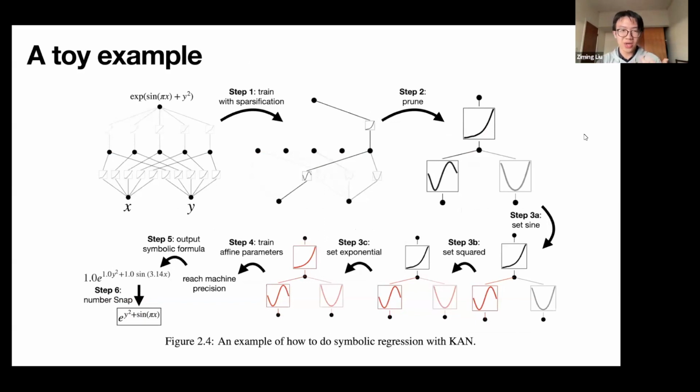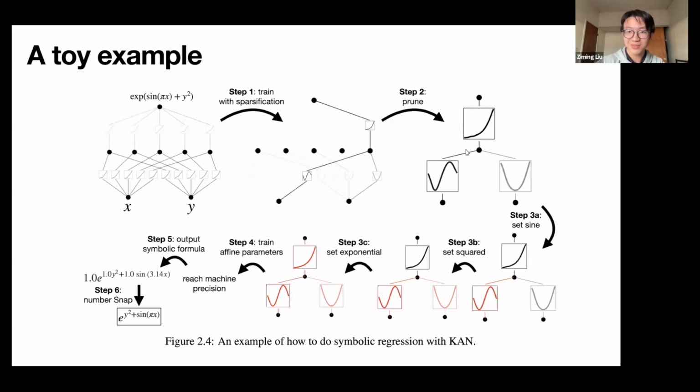Here's just a quick example of how humans can possibly interact with KANs. Suppose we're interested in this 2D symbolic regression case. We're given this KAN, and the first step is just to train the KAN with sparsification. Then you notice that there are 4 nodes which are actually useless, so you can prune them away, and you get this compact representation.